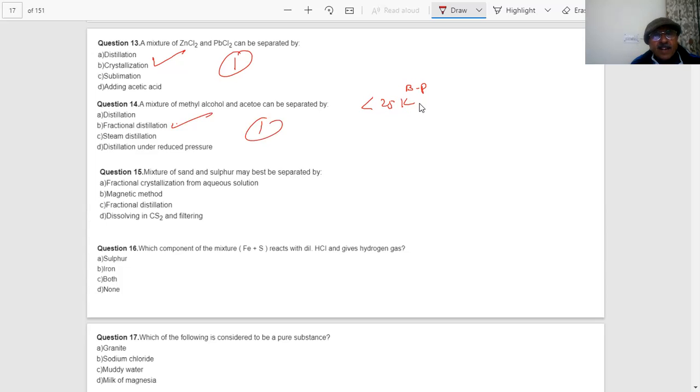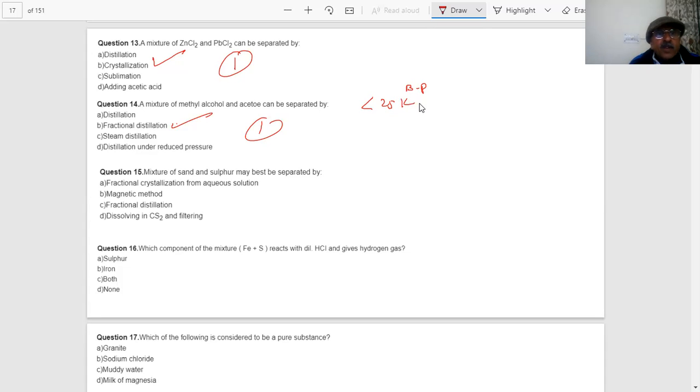A mixture of sand and sulfur may be best separated by, the D part, dissolving in CS2 and filtering. Okay. What is your answer, Anya? Sir, D part.